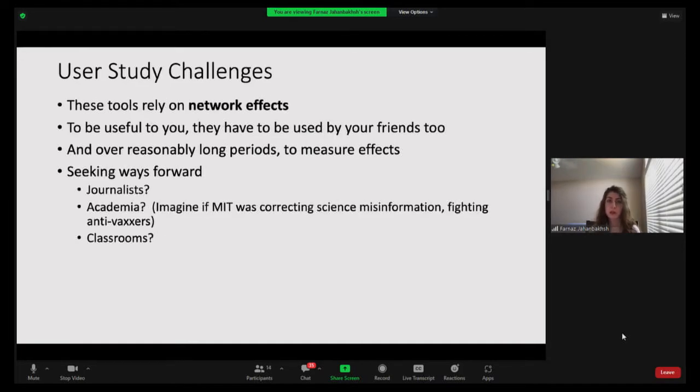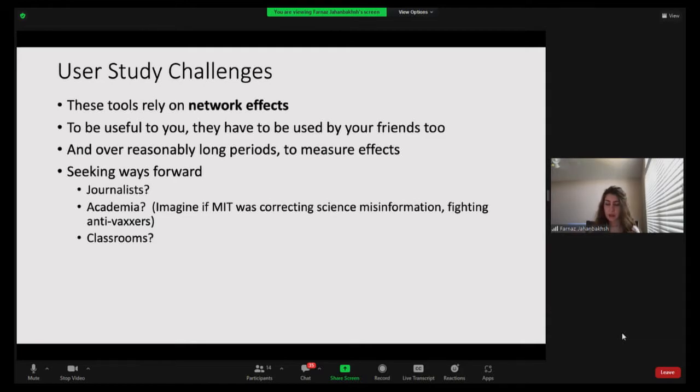Another type of challenge that we've been facing in this line of work is what I mentioned before, the network effects. We still don't have a good idea of how to get users to use these tools. The main problem is that for these tools to be useful to people, they have to bring in a critical mass of their social circles within the platforms that they are already part of, into our platforms. And they shouldn't be using these tools for a day or two, but over reasonably long periods, so that we can measure effects. And we're investigating different paths forward.